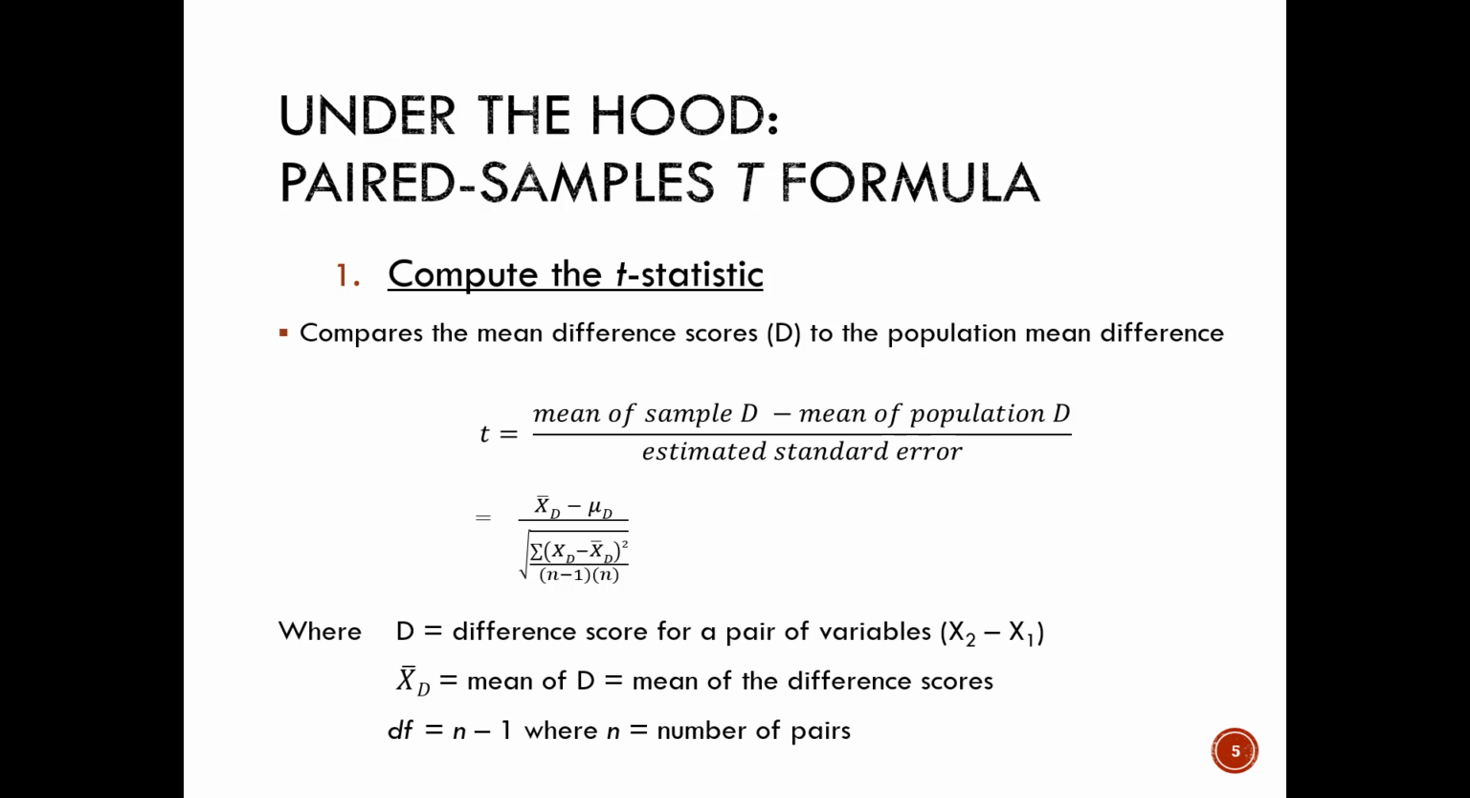Here's a little bit of information about the notation. The capital D refers to the difference score for a pair of variables. These are the two scores for the pair; you take the difference. Then X bar D means the mean of those differences that you just took. The degrees of freedom is n-1, where n equals the number of pairs that you have.